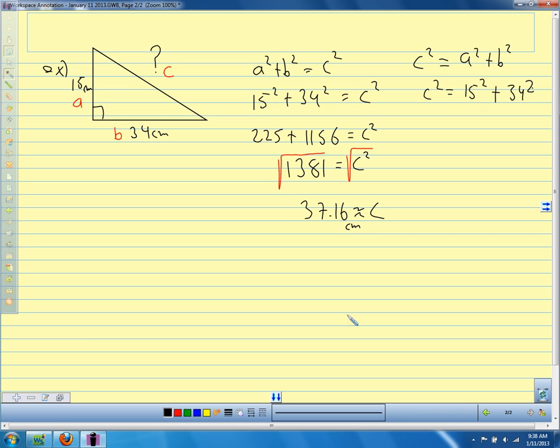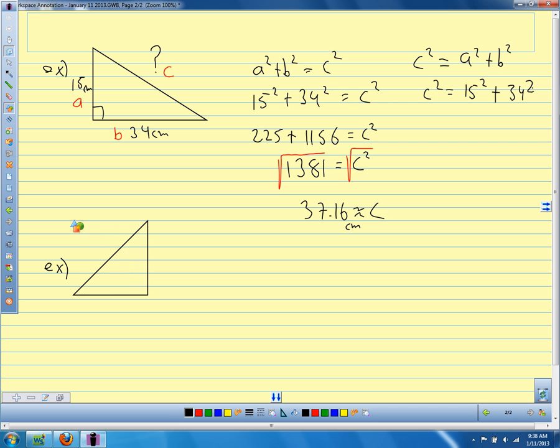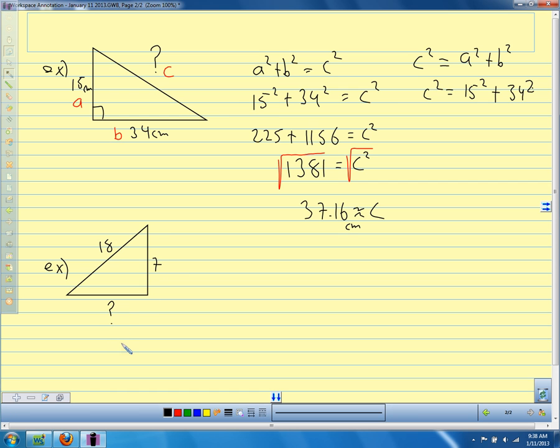Questions on that example? Okay. Let's look at one where we're not trying to find C, where we have to do a little more work and find a different side. So for this one, here's our triangle. Let's say my triangle is set up this way, and I want to find this side.